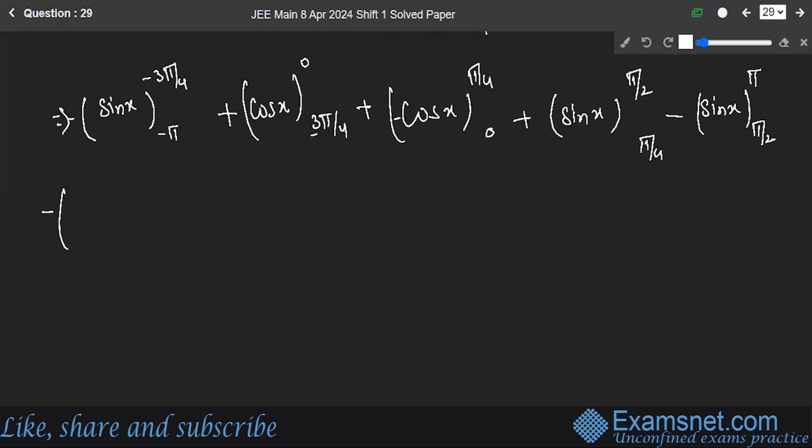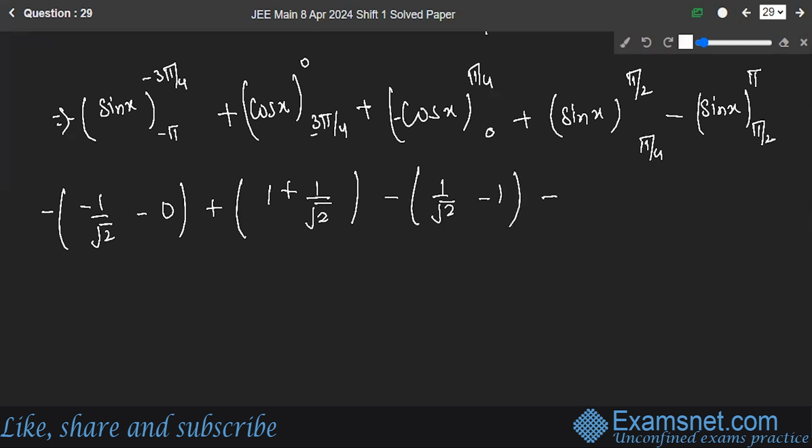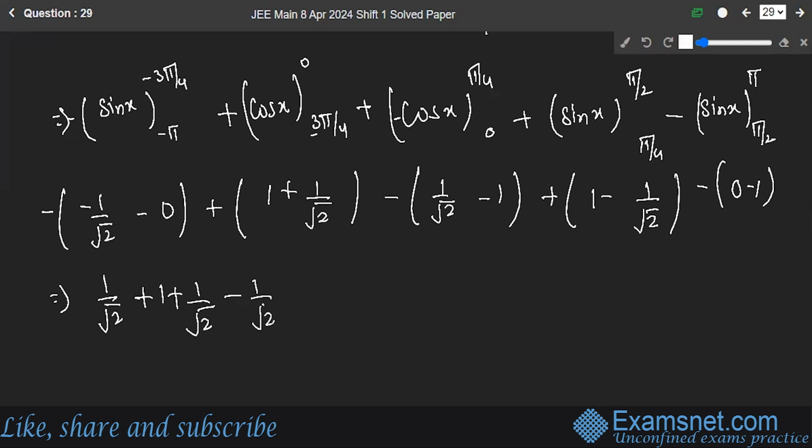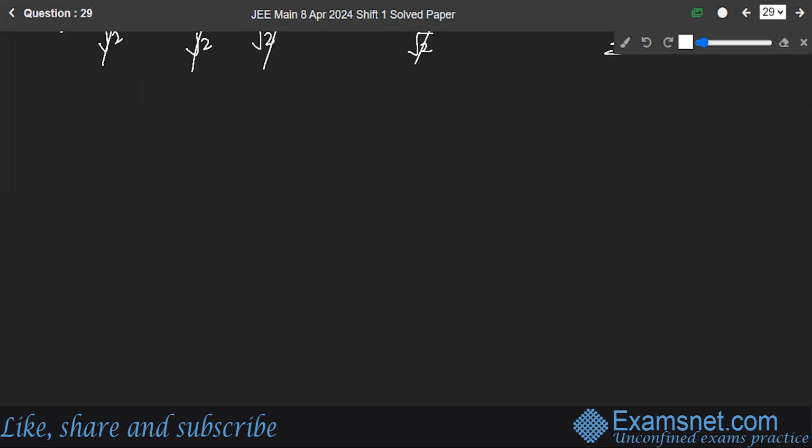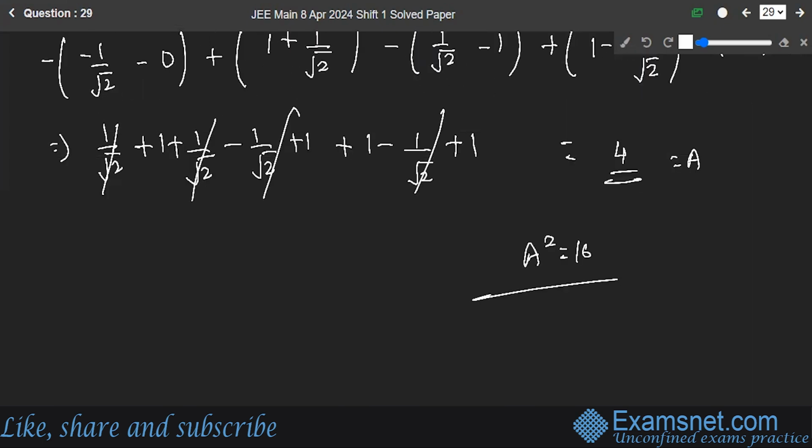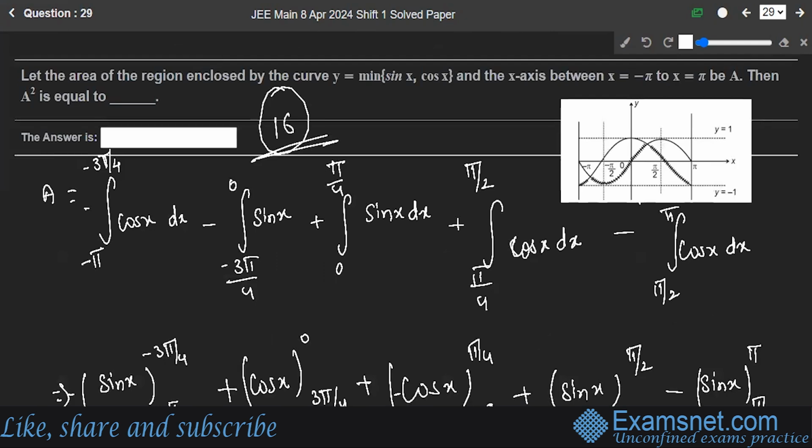This will give you minus of minus 1 by root 2 minus 0, plus 1, plus this, minus this, minus 0 minus 1. Let's open up the brackets. 1 by root 2 plus 1 plus 1 by root 2 minus 1 by root 2 plus 1 minus this and plus 1. So these two will cancel, and you will have the A value as 4 and A squared will be 16. All right. So you have 16 as the right answer to the question.